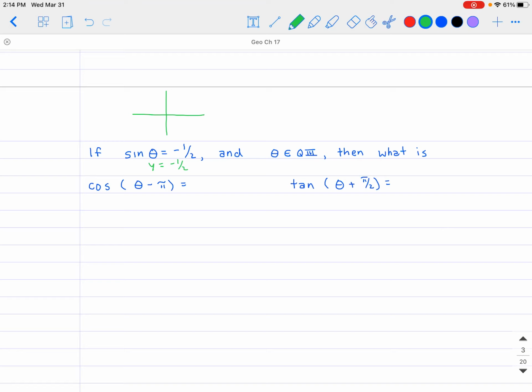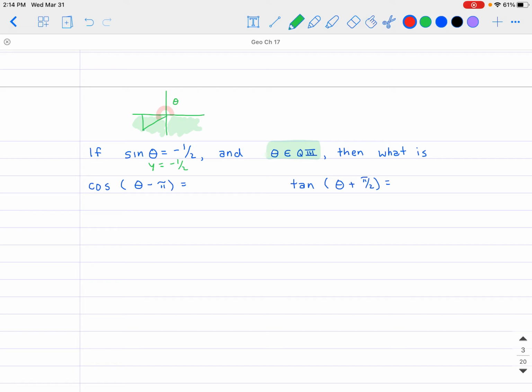So then that means that we are located somewhere in quadrant 3, or we are located in quadrant 4, because that's where y is negative. But since we're told that theta is in quadrant 3 specifically, then we're going to draw a triangle that looks kind of like over here. So that is going to be my angle theta then. It's going to be something like this.